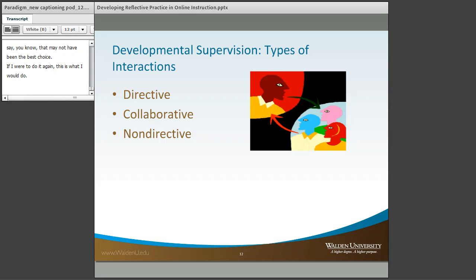Now, to put all that in further perspective, most interaction that occurs between somebody who's observed a teacher, whether it be a supervisor or a peer, and the teacher, tends to be very directive. And the reason is because directive is the easiest. But for the person for whom you want to develop the ability to analyze their own teaching behaviors, one must move beyond that to other kinds of interactions.